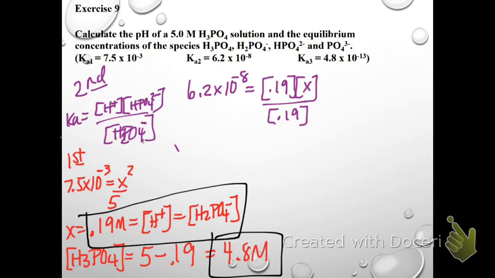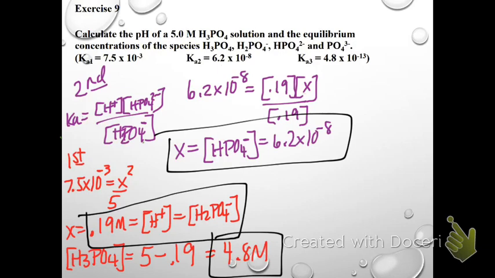So then X, which is equal to HPO4 minus, is equal to 6.2 times 10 to the negative 8. Box it, because that's one of our concentrations that they're asking for.